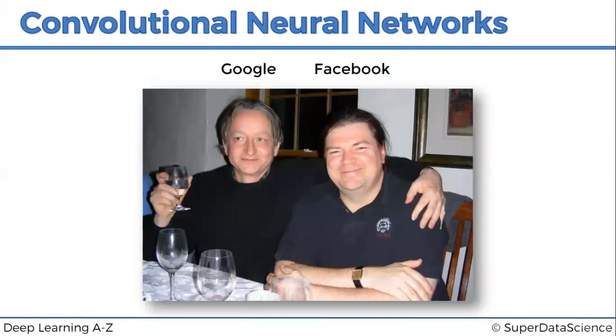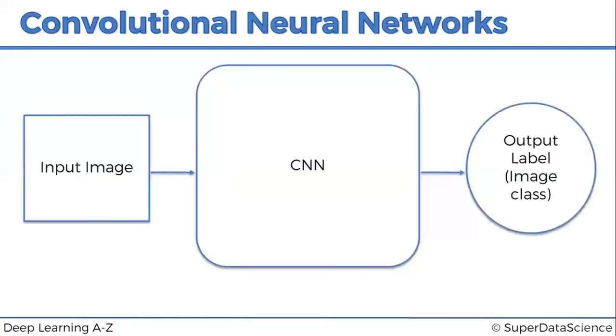So moving on to how convolutional neural networks work. You have an input. It's very simple, very straightforward. You have an input image, it goes through the convolutional neural network, and you have an output label. So it classifies that image as something like a cheetah or a bullet train or something else.